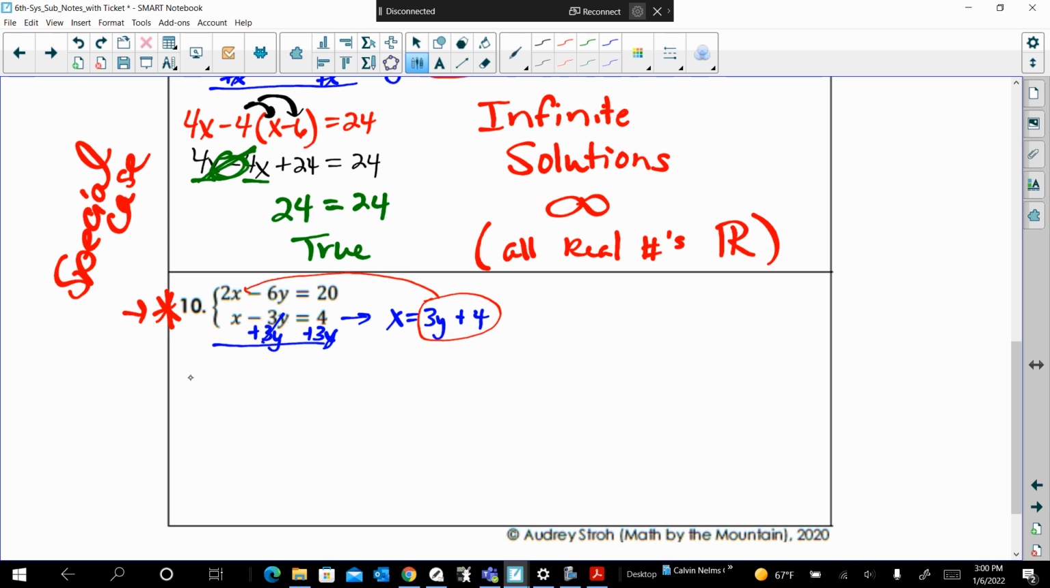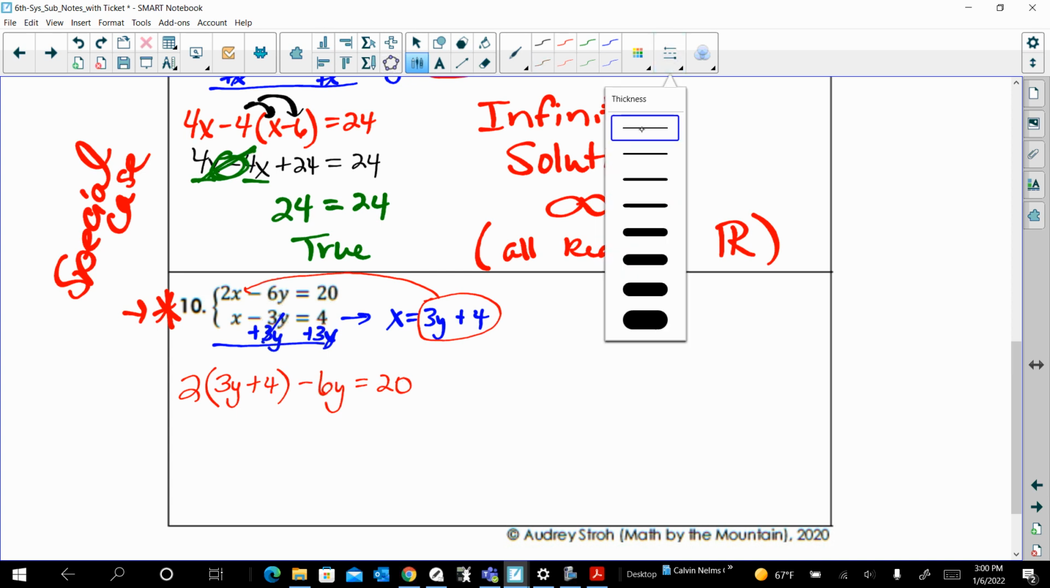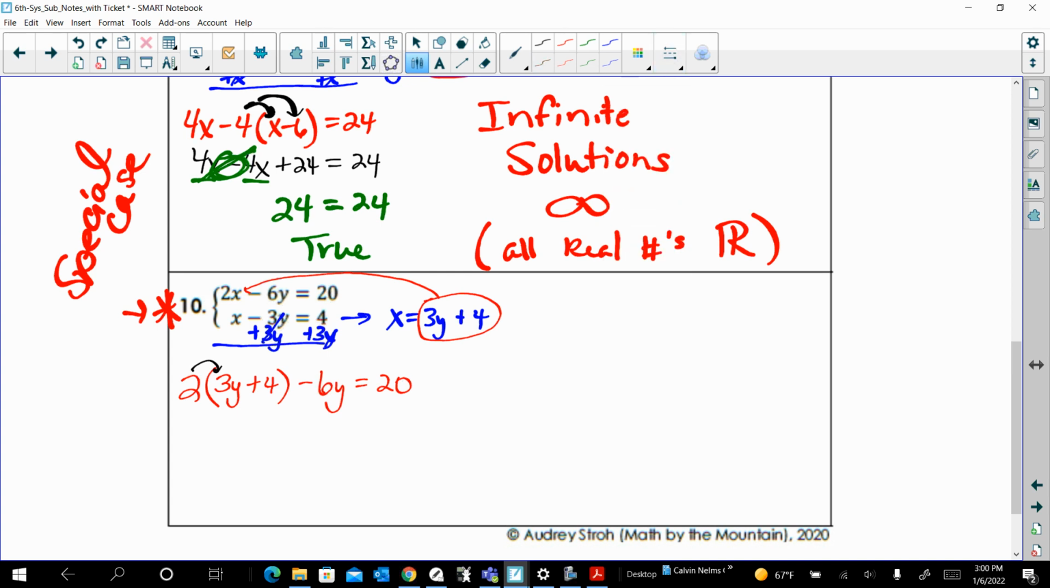To substitute it in for x, you're going to use parentheses. So 2 parentheses, inside the parentheses is the 3y plus 4, close the parentheses, rewrite minus 6y equals 20. Then we're going to solve this for y, which will cause us to distribute. And that means we would get 6y plus 8 minus 6y equals 20.